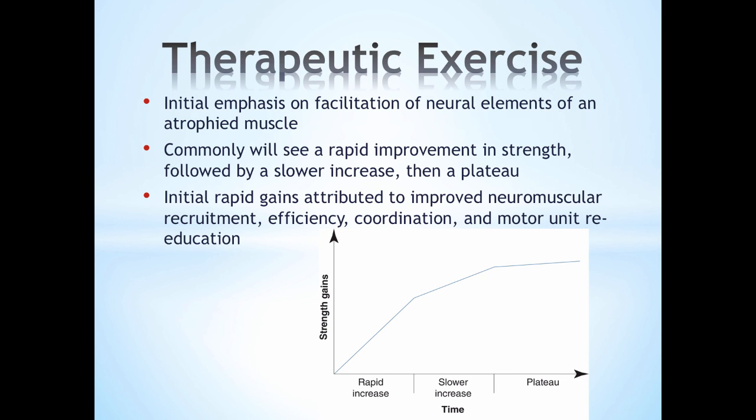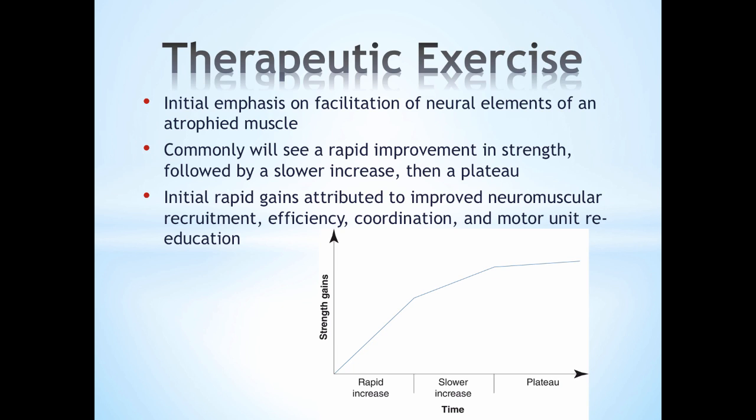So the initial emphasis in our rehab, in our therapeutic exercises, we want to facilitate the neural elements of an atrophied muscle, or we want to prevent the atrophy to occur by facilitating the neural elements. So you see from the graph here, you have strength gains on the vertical and you have time on the horizontal. So you see a rapid increase and then a kind of slower increase, and then it plateaus off or levels off. So those initial gains are typically attributed to the neuromuscular recruitment, the efficiency, the coordination, and the motor unit re-education.